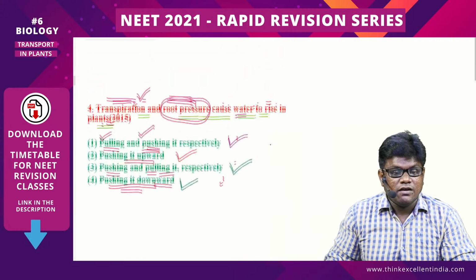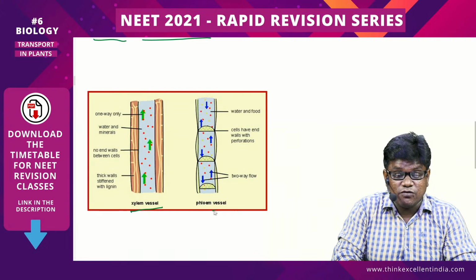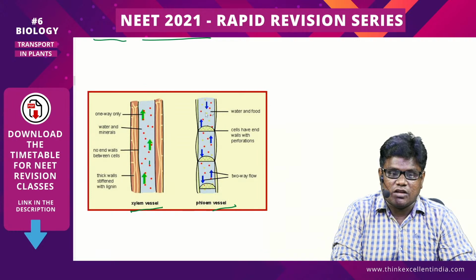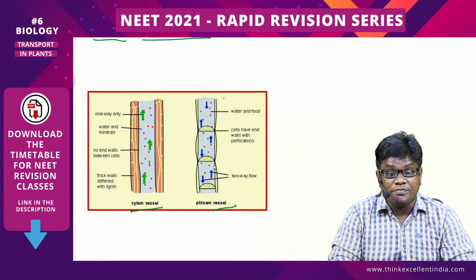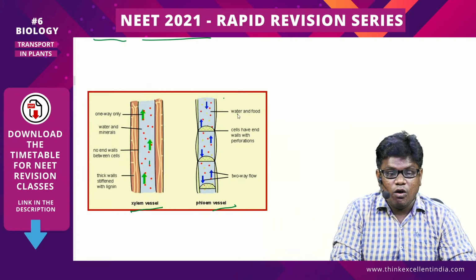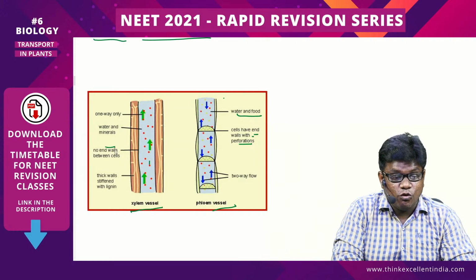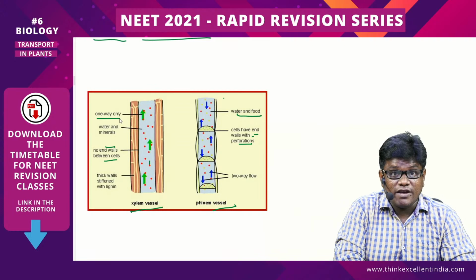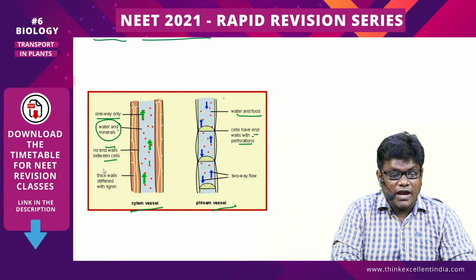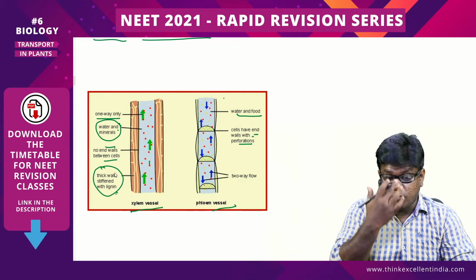Here you can see the option is how exactly the xylem vessels and phloem vessels are doing the process of transportation. Here only one way, unidirectional, but here you can see the multidirectional way. So two-way flow of the components inside the transportation tubes, water and food, and cells have end wall perforations and no end wall perforations, and one way only, and water and minerals will be transported across the plant system. And thick walls stiffened with lignin, and lignification of xylem is also an important process.